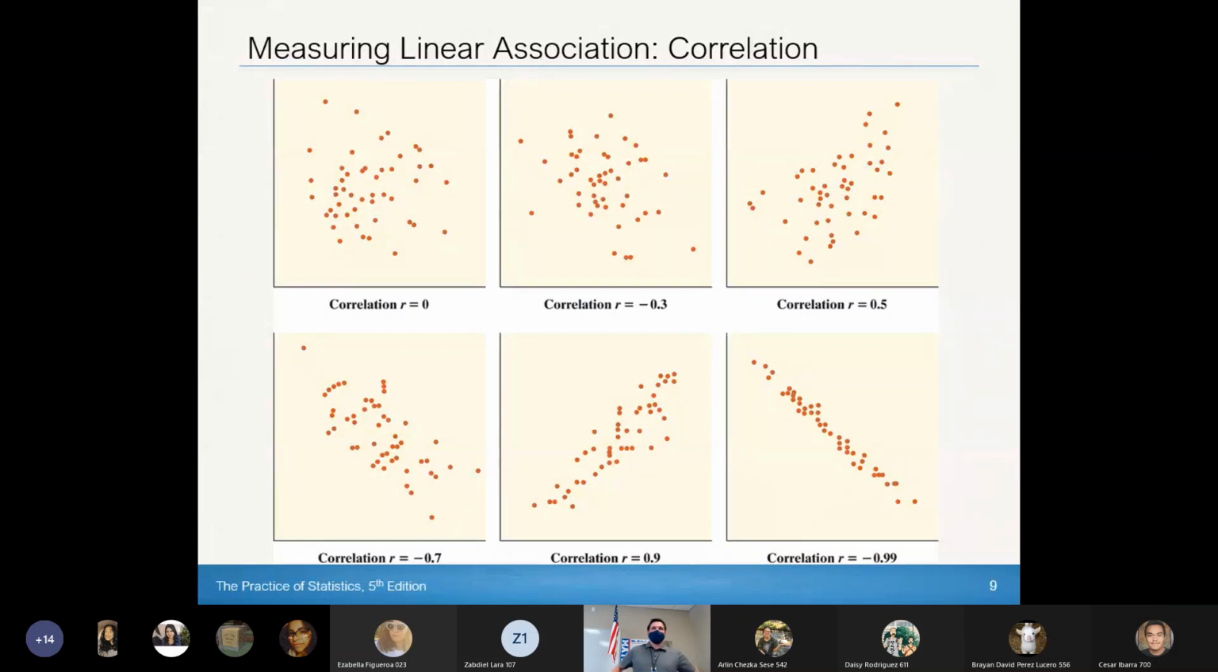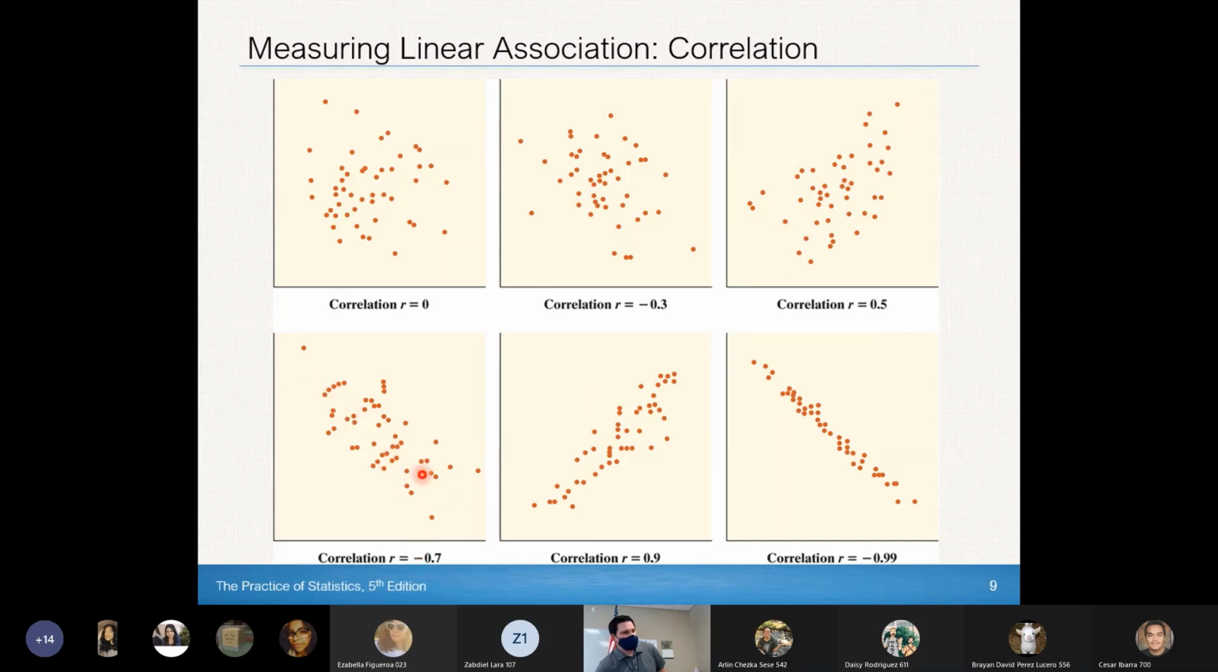So here are some examples of different scatter plots that have different correlations. We see the first one here, correlation r equaling 0. There's no obvious pattern. Essentially, the line of best fit will be a horizontal line through the middle of all the points. The next one we have is r equaling -0.3. We have a slight negative slope to a line of best fit. For 0.5, we have a nice positive slope.